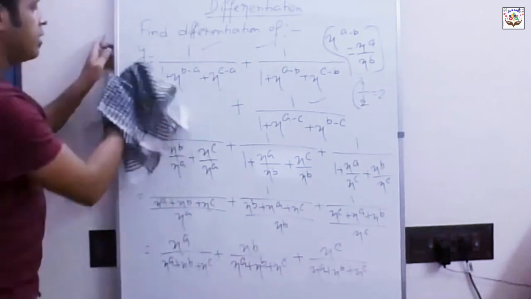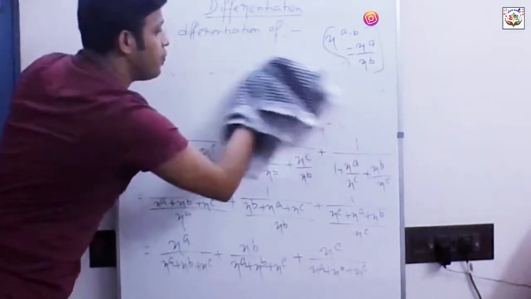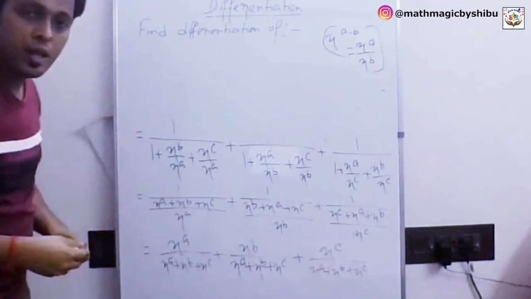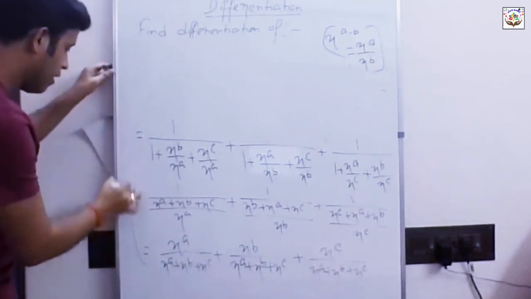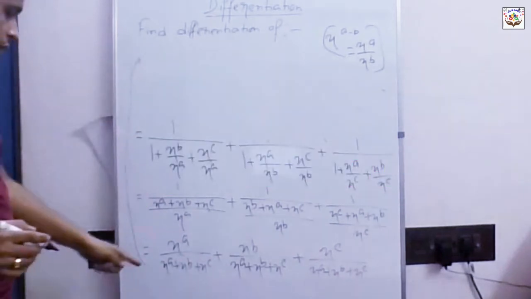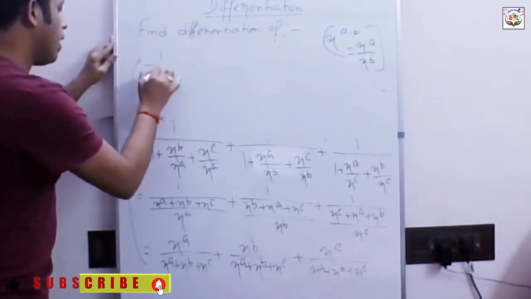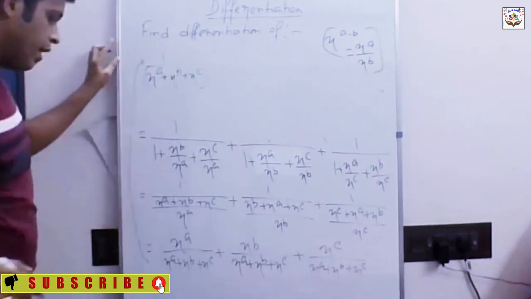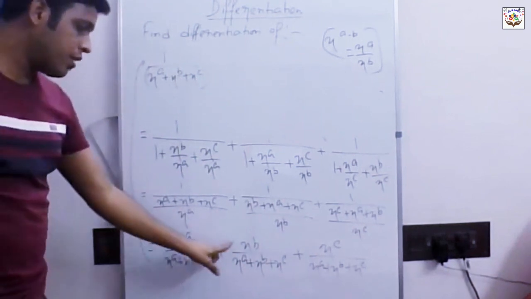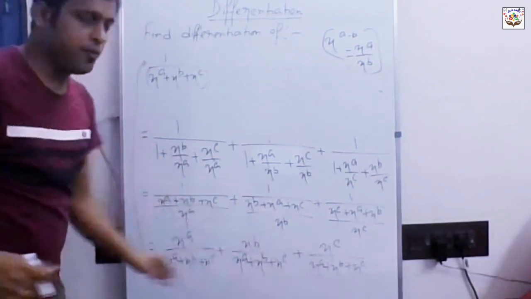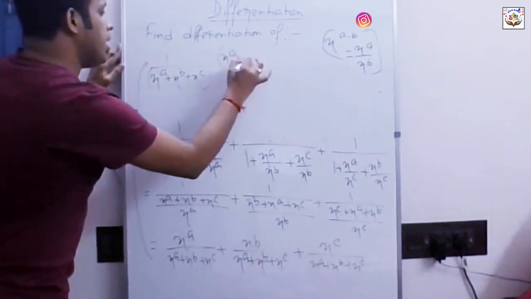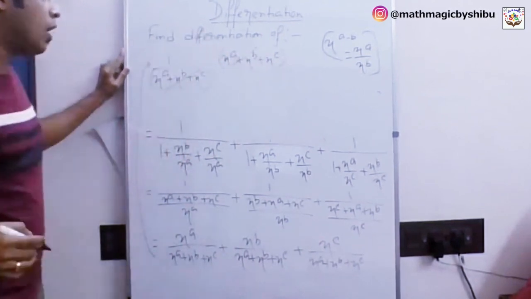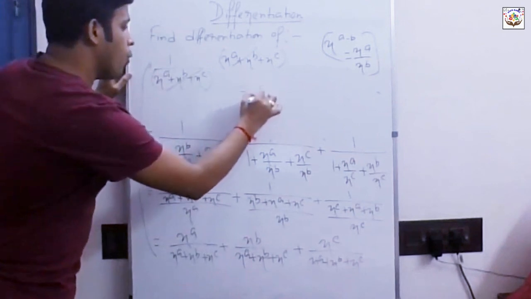Let me clear this first part because I need to complete this problem in this step. Now I can take 1 by x to the power a plus x to the power b plus x to the power c as common, and what we will get is x to the power a plus x to the power b plus x to the power c. So x to the power a plus x to the power b plus x to the power c cancels out. So what will we get? We will get 1.